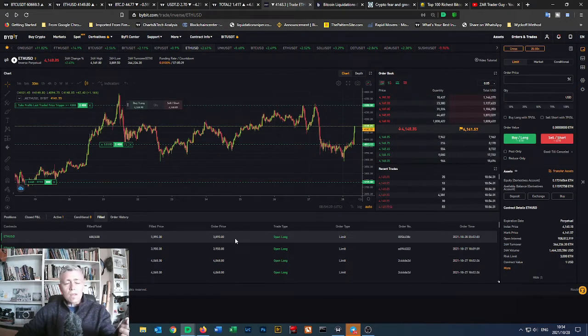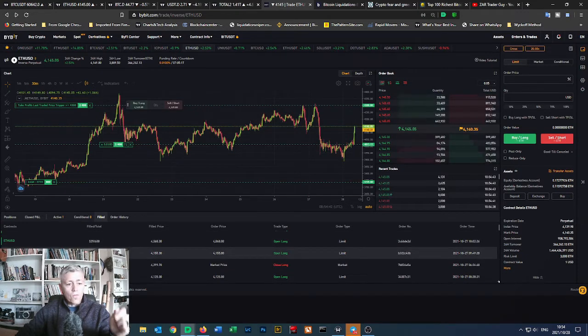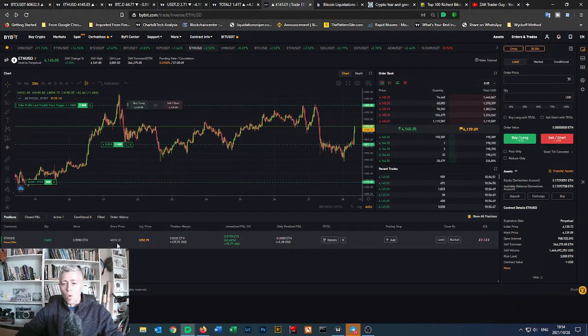I wouldn't recommend this if you're a new trader, because if you don't know what you're doing, don't know where the support levels are, resistance levels are, you are going to get wrecked very, very quickly. As I said, I entered at $4,155, and because of my DCAs, my average price came down and my entry price came down to 4013. So I'm holding on to this position.